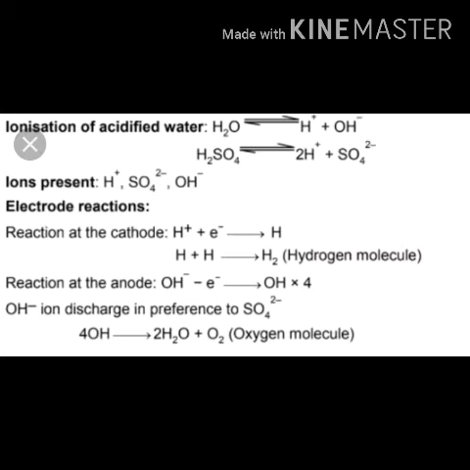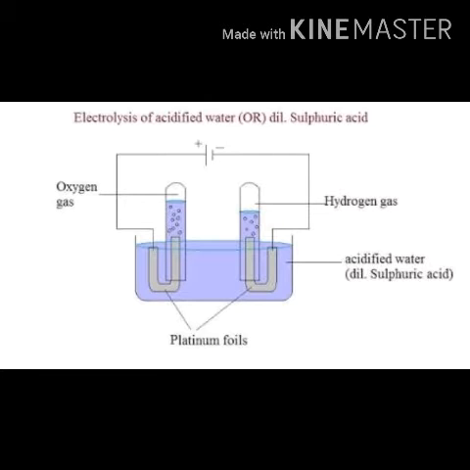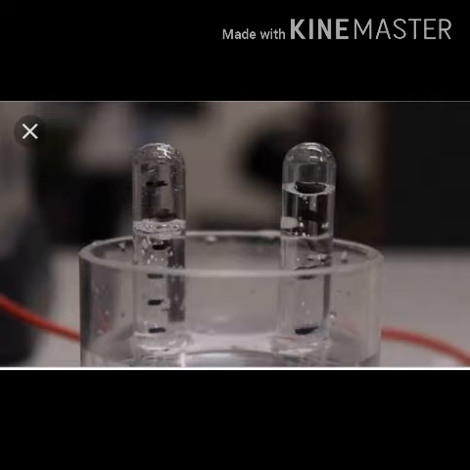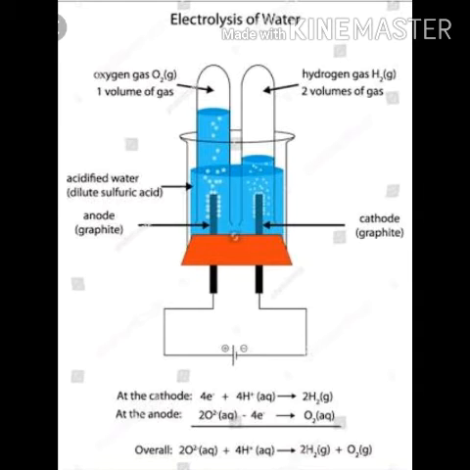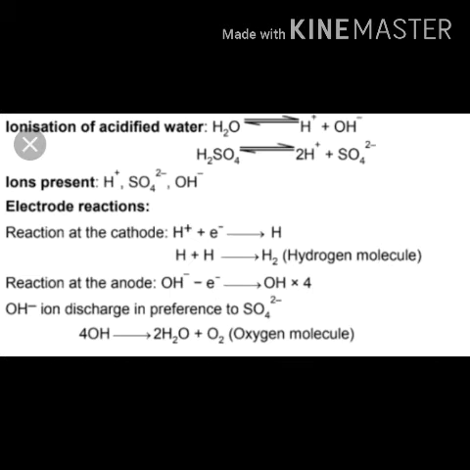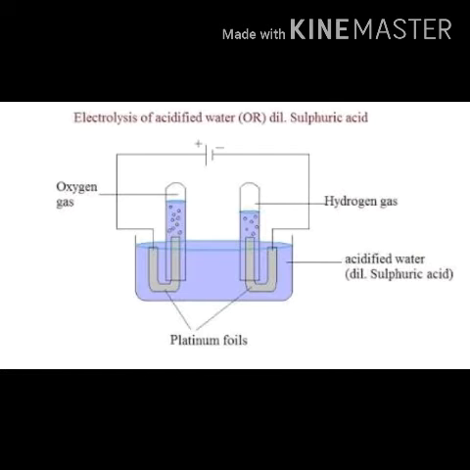For example, if a trace amount of dilute sulfuric acid is added to pure water, H2SO4 itself ionizes to produce H plus and SO4 minus 2 ions, and helps to ionize water to form H plus and OH minus ions. Due to the presence of these ions, water acts as an electrolyte. So consequently, water gets converted into a better conductor of electricity.